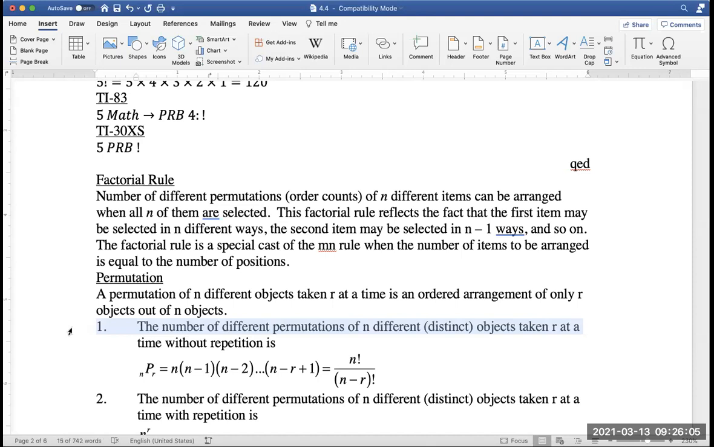The number of different permutations of n distinct objects taken r at a time without repetition is nPr, n times n minus 1 times n minus 2 times dot, dot, dot, n minus r plus 1. It's what I said, 10P3. So you do 10 times 9 times 8, because you're choosing 3 books. You start at the 10, and then you keep multiplying down till you've multiplied out 3 numbers. It is also n factorial over n minus r factorial.